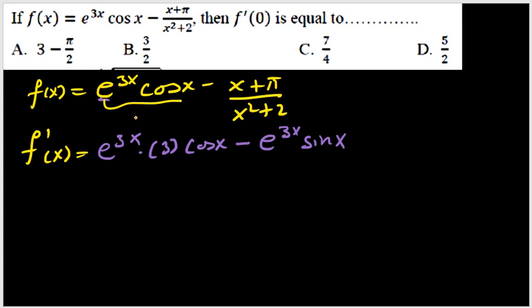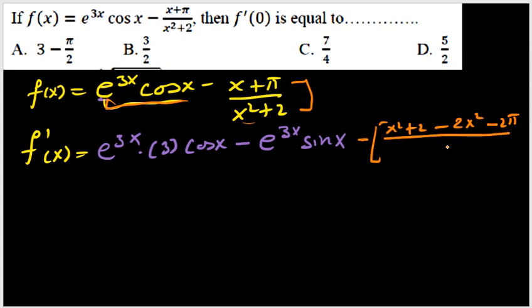But what I did until now is only the first part. For the second part, I will apply the quotient rule. The upper derivative is 1. There is minus here, don't forget. 1 times the lower, which is x squared plus 2, minus the lower derivative, which is 2x, which multiplies the upper one, 2x squared minus 2 pi. The whole over x squared plus 2, squared.